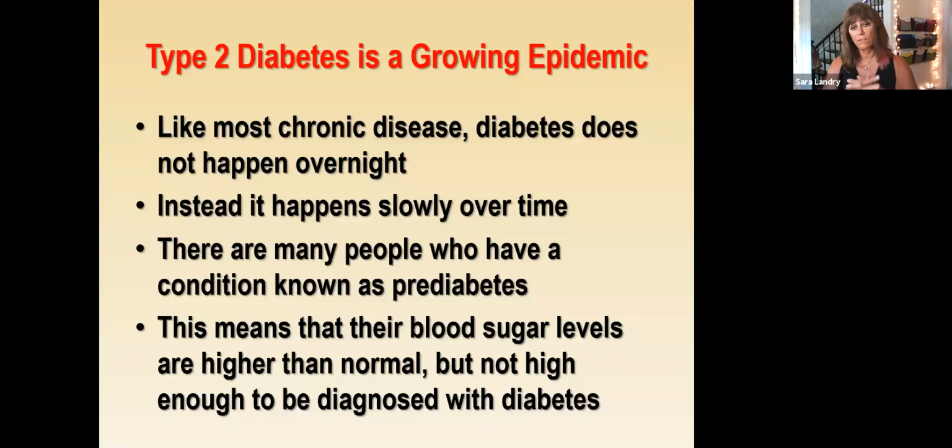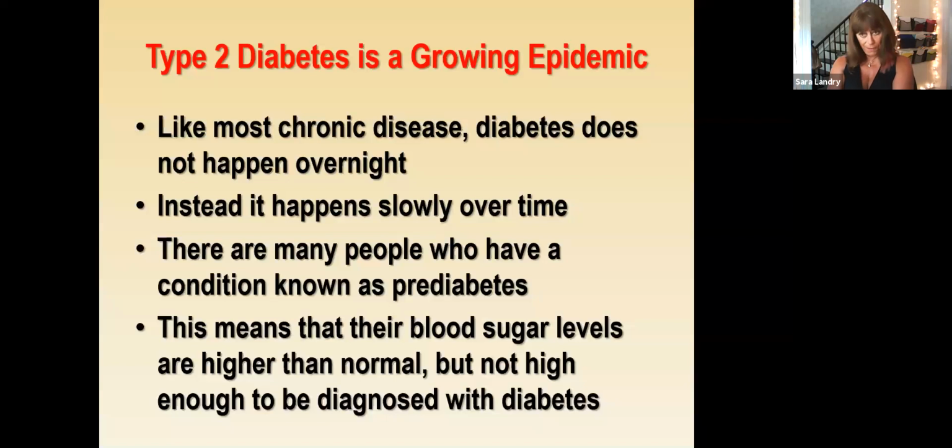Type 2 diabetes, unfortunately, is a growing epidemic in our country. And like most chronic diseases, diabetes does not happen overnight. It doesn't happen quickly. You don't just suddenly wake up and have it. It happens slowly over time.